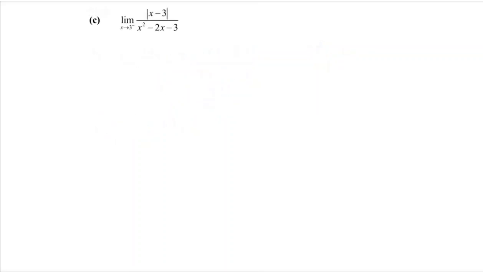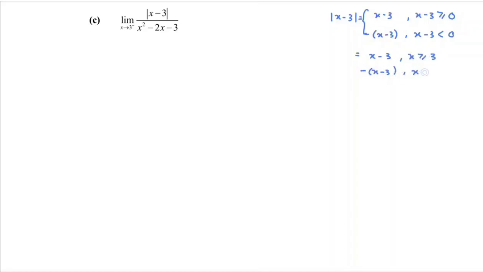Next, kindly refer to C. As we can see, we have the definition of modulus of x minus 3. Kindly define the situation: we have x minus 3 when x minus 3 is greater than or equal to 0, and negative (x minus 3) when x minus 3 is less than 0. So we have x minus 3 for x greater than or equal to 3, and negative (x minus 3) for the domain x less than 3.